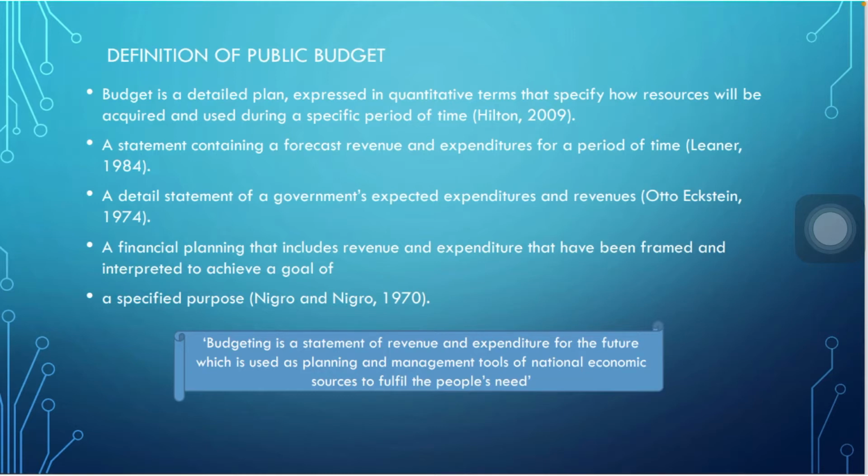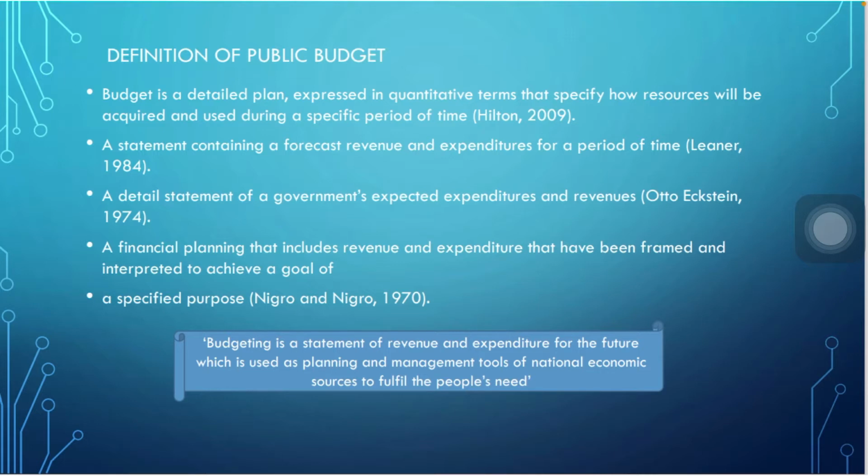So what does it mean by public budget? What do you understand about budgeting? Basically, budgeting is a statement of revenue and expenditure for the future, which is used as planning and also management tools of national economic sources to fulfill the people's needs. So basically, here the key points you may highlight are: a statement of revenue and expenditure, planning and management tools, national economic sources.